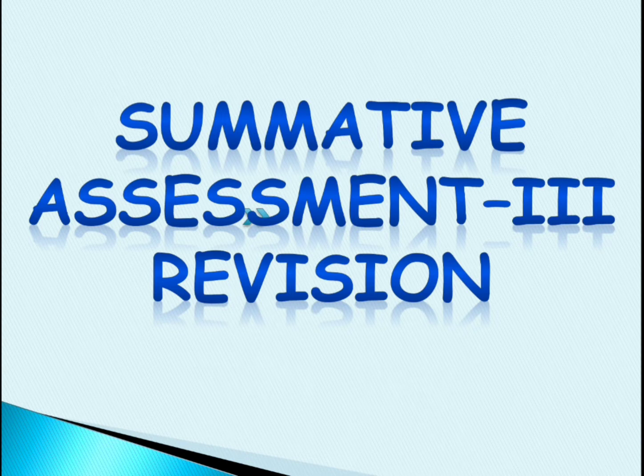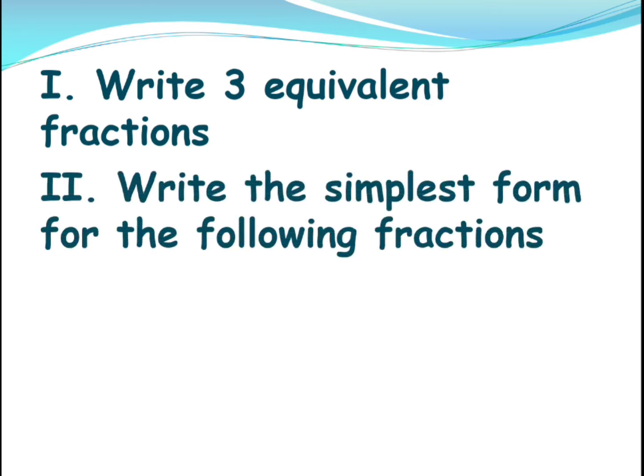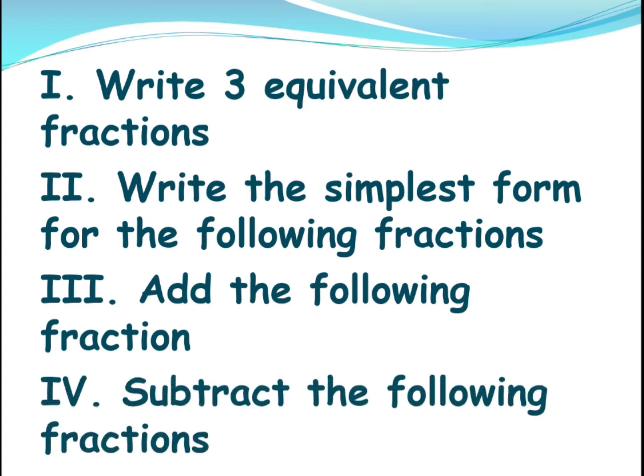Okay, first let me explain the model paper, then we will start revising the bits one by one. The first bit is to write three equivalent fractions. A fraction is given, and you have to find the equivalent fractions. Next, writing the simplest form for the given fractions. Children, the third bit is adding fractions, and the fourth one is subtracting fractions. So this we will revise today. Let me continue with the model paper first, then we will learn one by one.